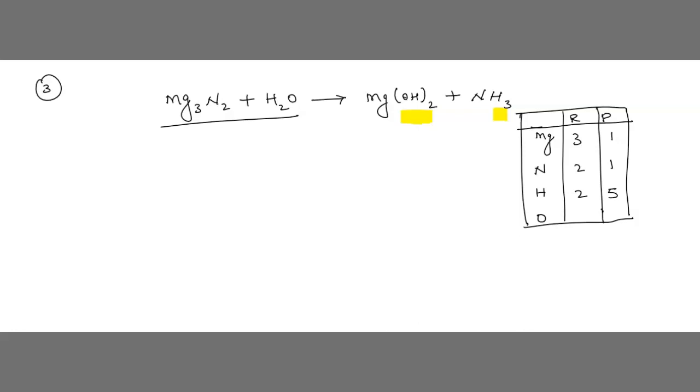How many O do we have? Here 2O. On the reactant side we have 1O. On the product side we have 2O. This is step number 1. Correct, no? Step number 1 we have done.